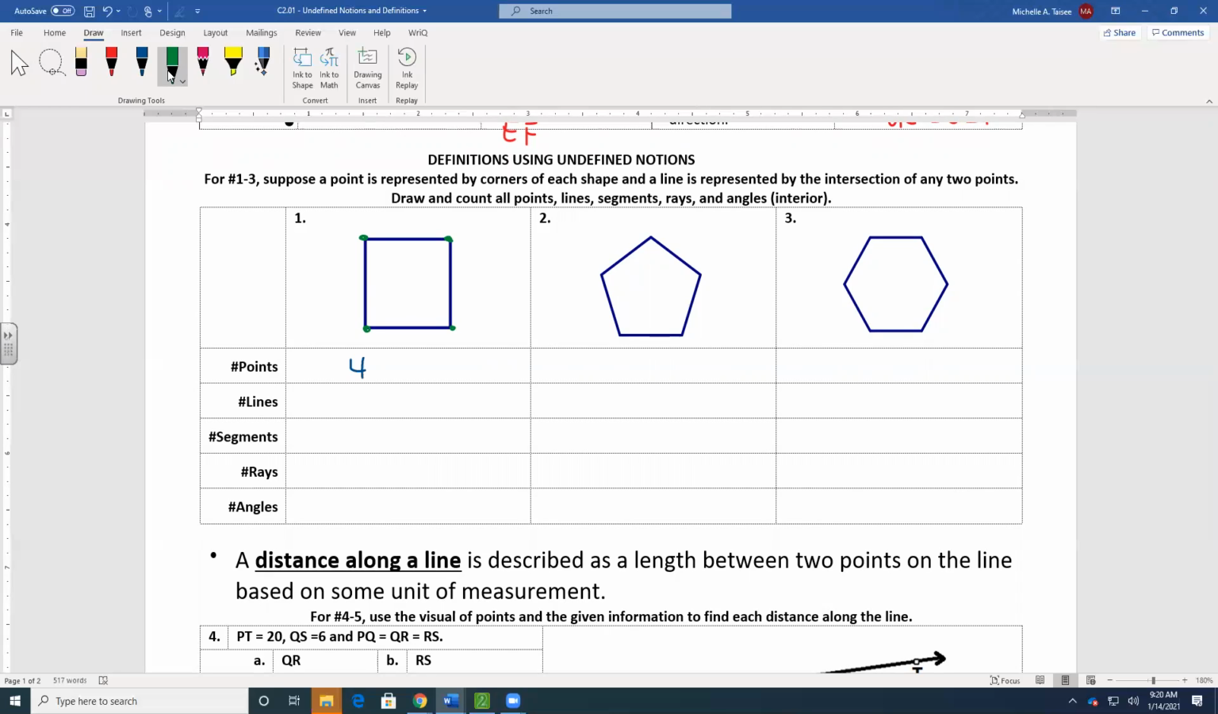So let me ask the next one. How many line segments do you see in this picture? 4. 4 line segments. How many lines do you see? 0. Nothing continues on. So in order to have a line, you've got to have the arrows continuing on. How many rays do you see? Also 0. How many angles? 4. All right, so take a moment and look at 2 and 3.